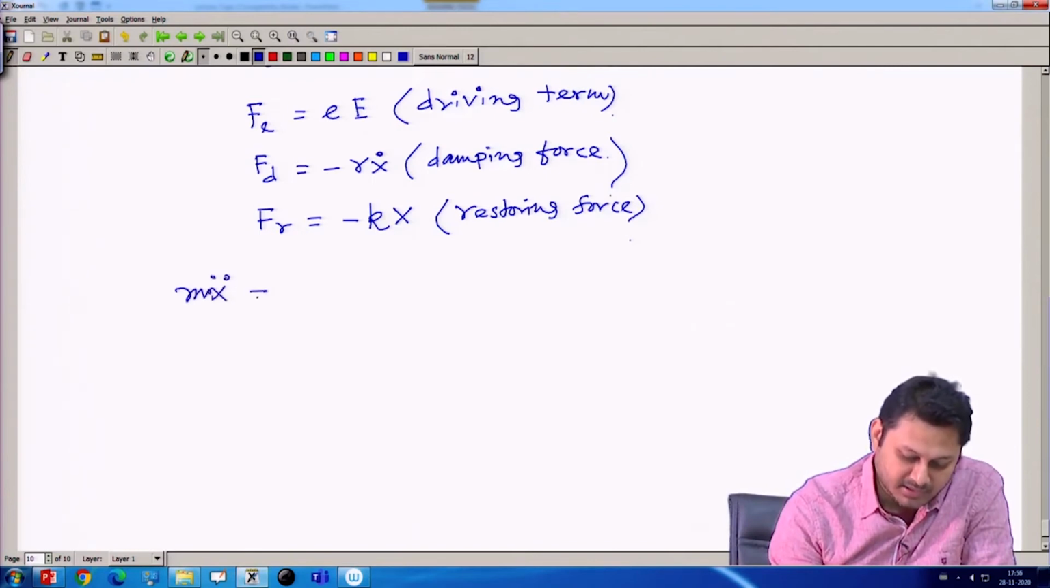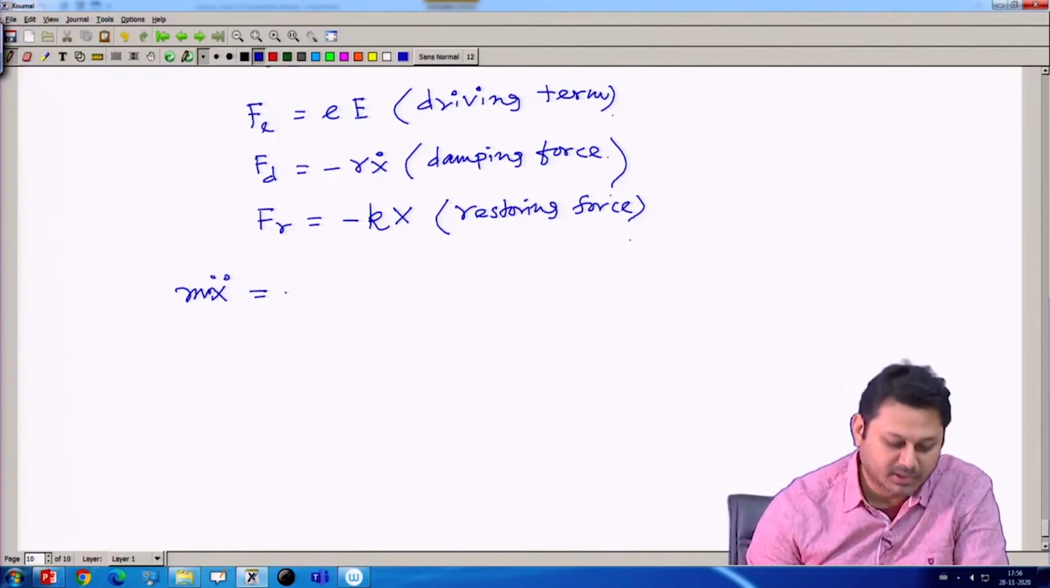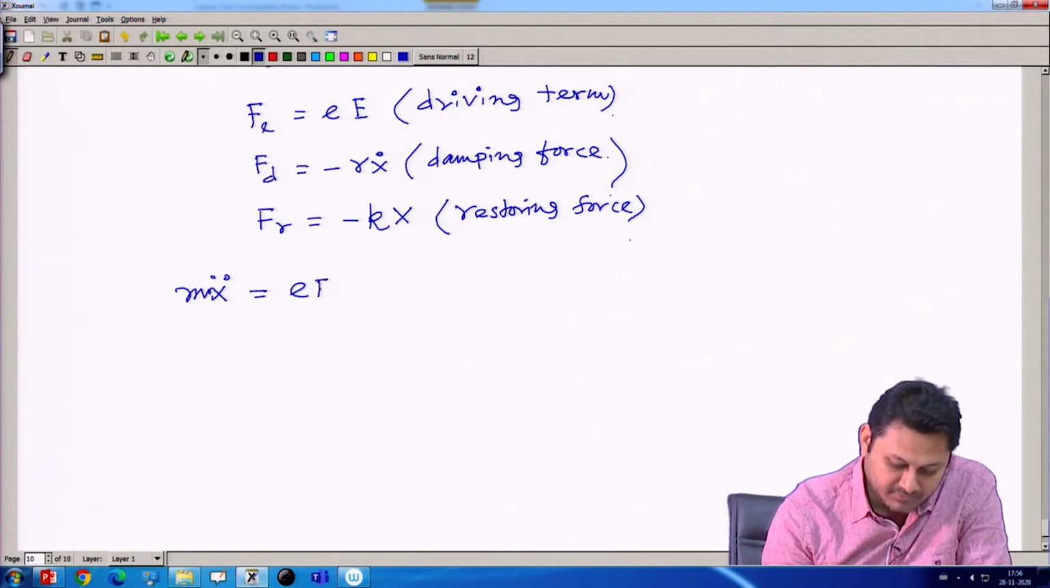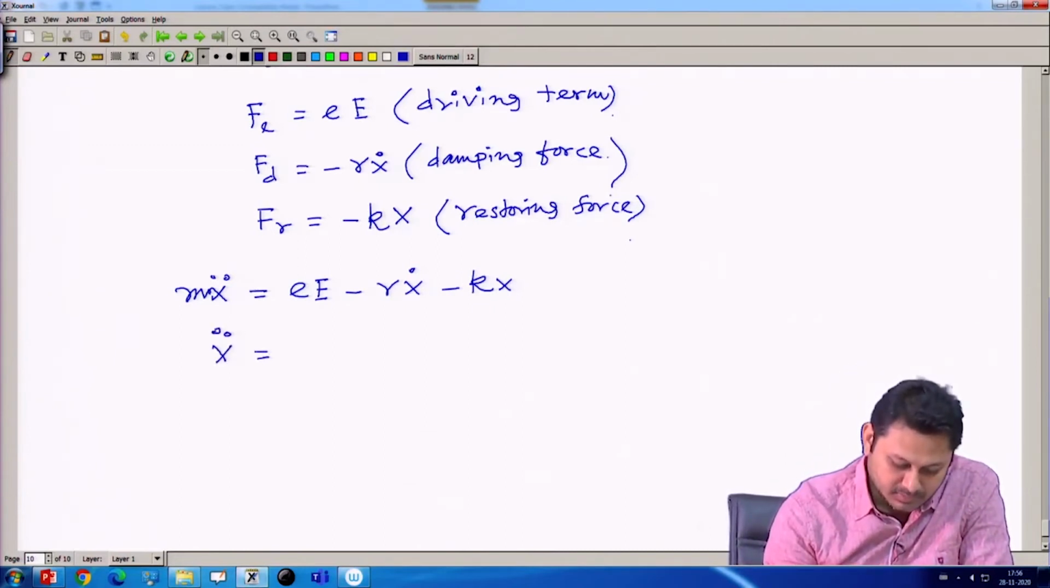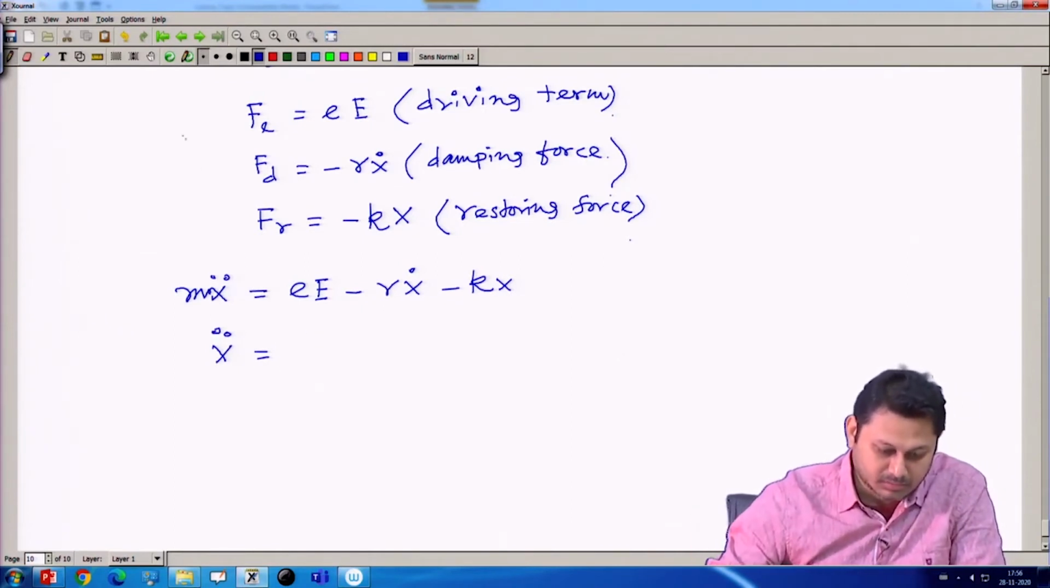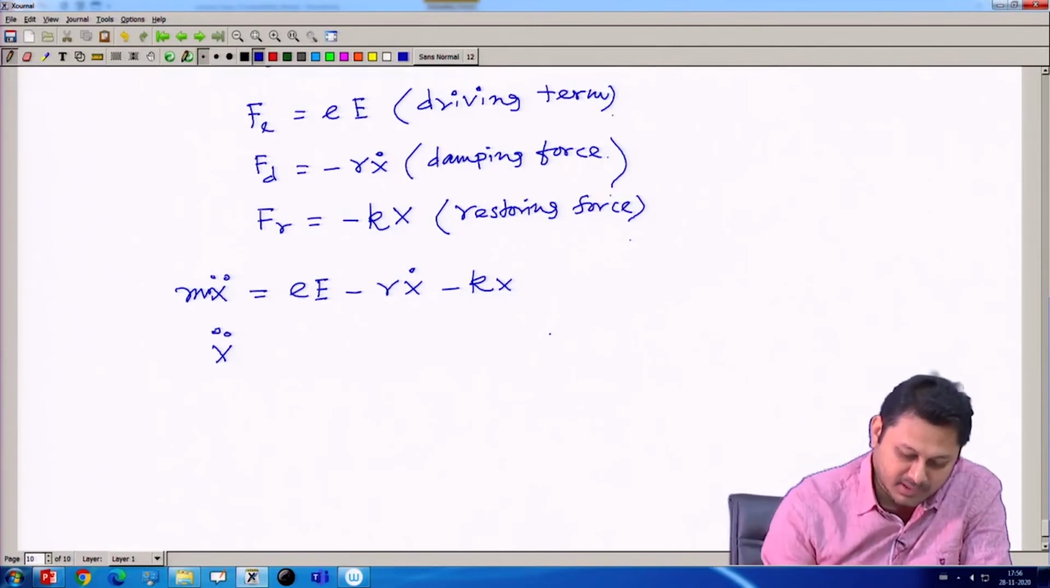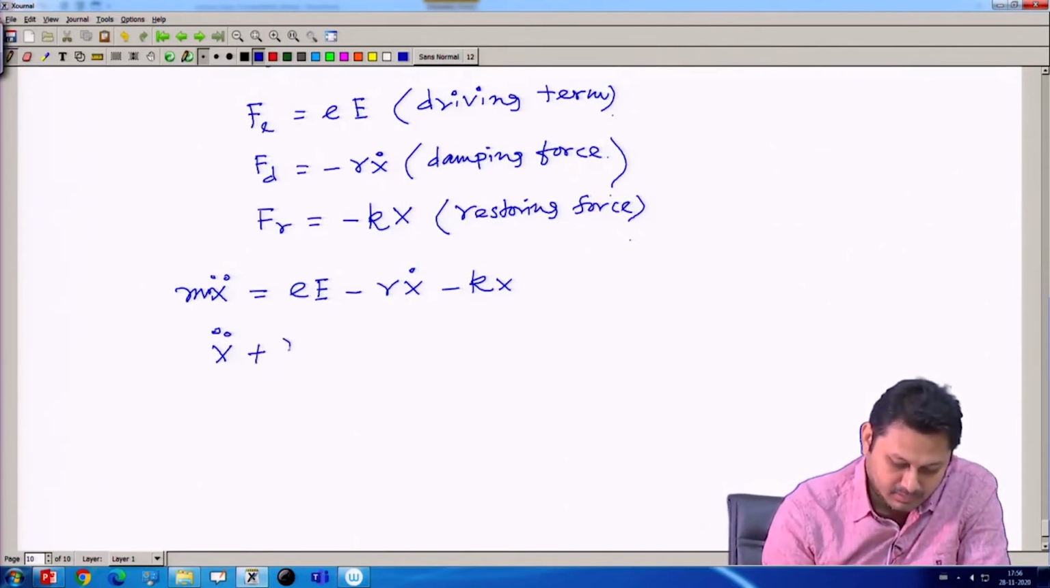I just need to extract the expression of the refractive index out of this model, and then it will be readily evident how the refractive index is a function of lambda. That is the goal of this treatment. So, I just put the values like this, and then x double dot is equal to, okay, let me write a few steps. So, x double dot plus gamma divided by m x dot plus k divided by m x is equal to the driving term E e.